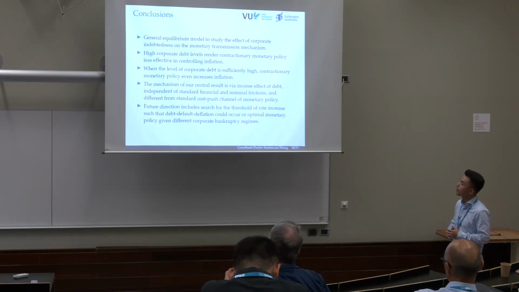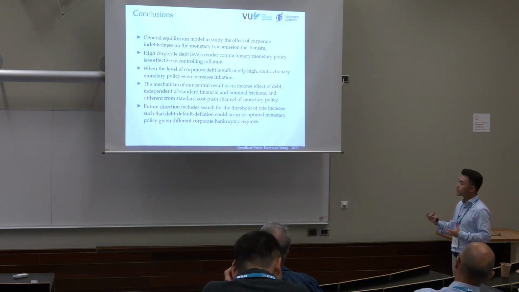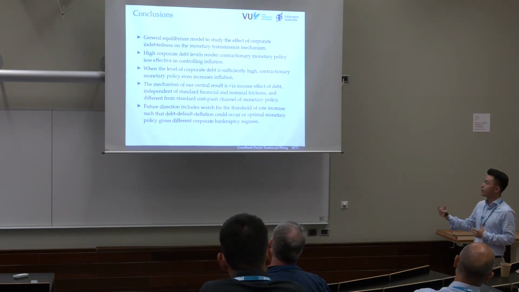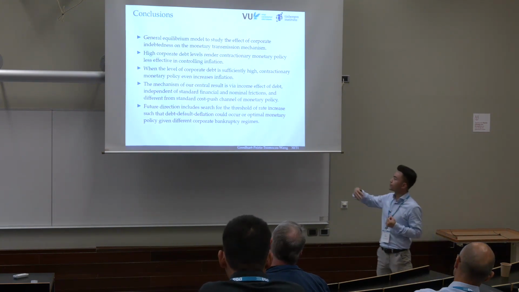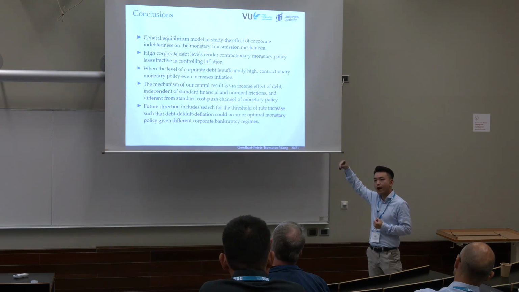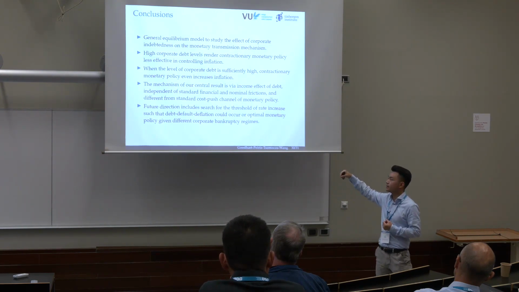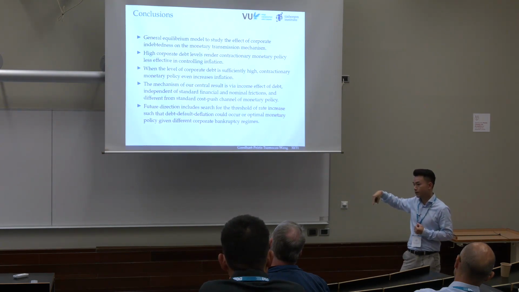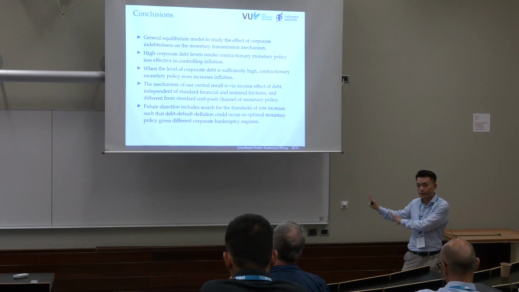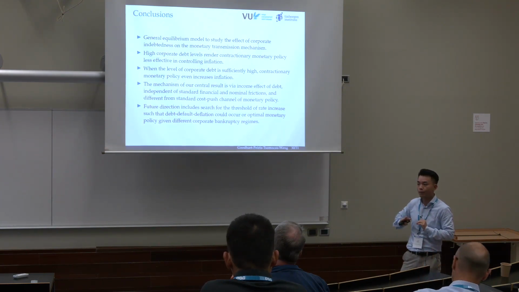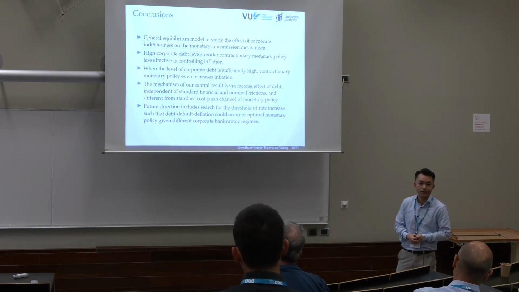When the level of corporate debt is sufficiently high, contractionary monetary policy may even raise inflation, although with this parameterization that's an unlikely scenario. So the mechanism of the central result is via the income effect through debt. A future direction would of course be interesting: to search for the threshold of the rise in interest rate such that a debt deflation equilibrium could occur when we consider the possibility of bankruptcy. The possibility of bankruptcy is what we have assumed away so far, so we focus on debt inflation.